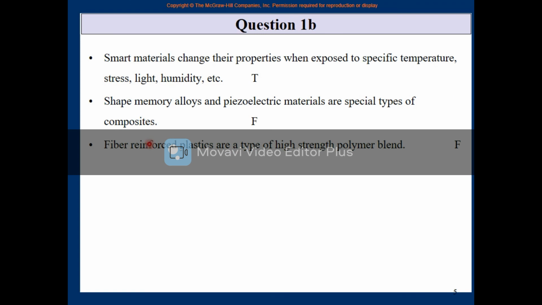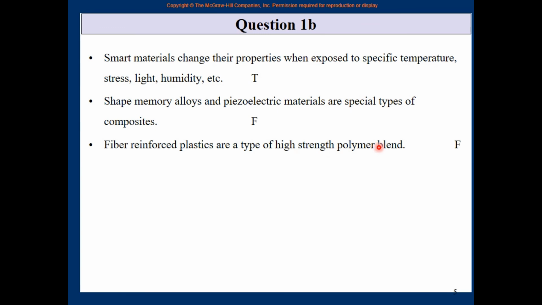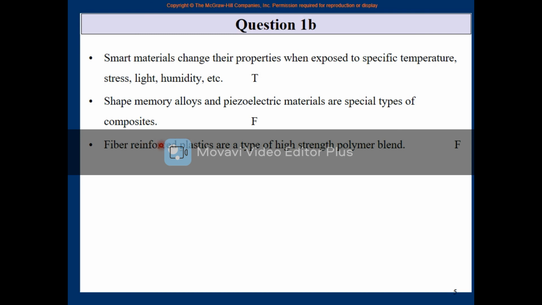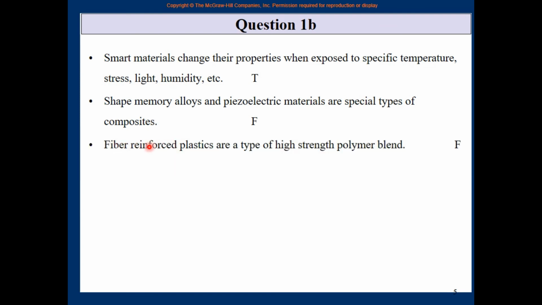Fiber reinforced plastics are a type of high strength polymer blend. So again, if you remember, fiber reinforced plastics, we take plastics and we put fibers, glass fibers or carbon fibers inside them. That way we are making a composite material. It is very simple. Composite means more than one type of material together. So plastics are there and we are putting fibers inside. So it is a composite material. It is not a polymer or a polymer blend. Therefore, this is false.